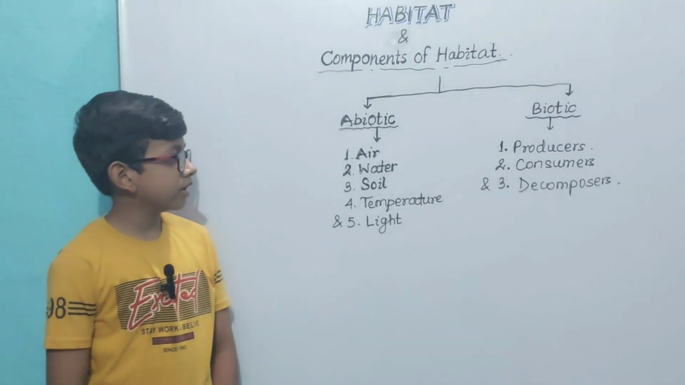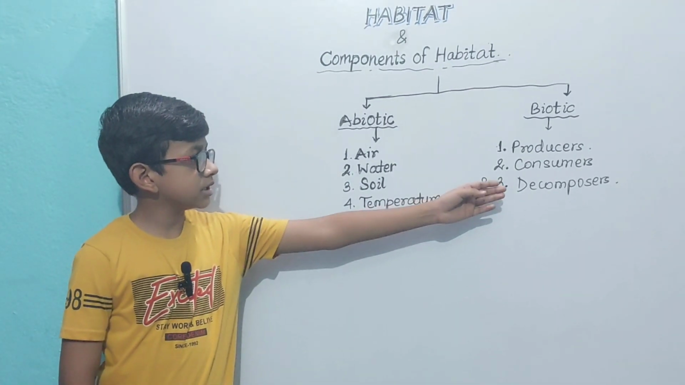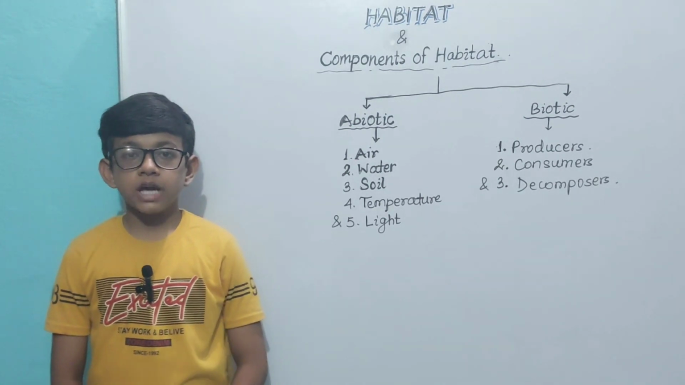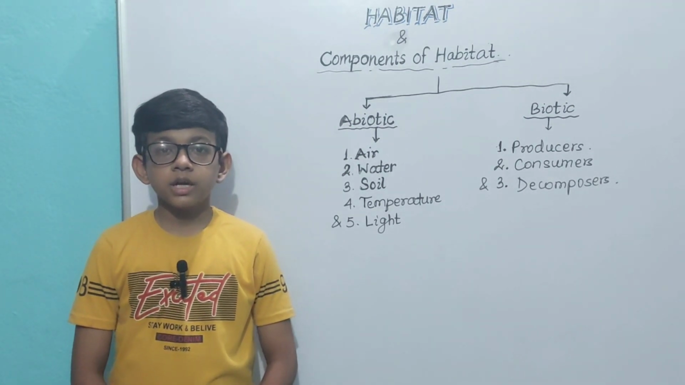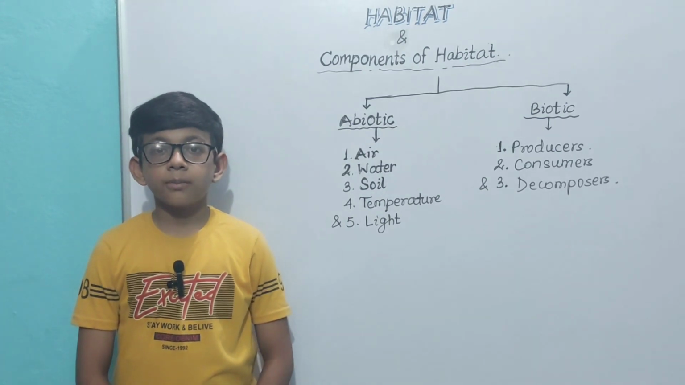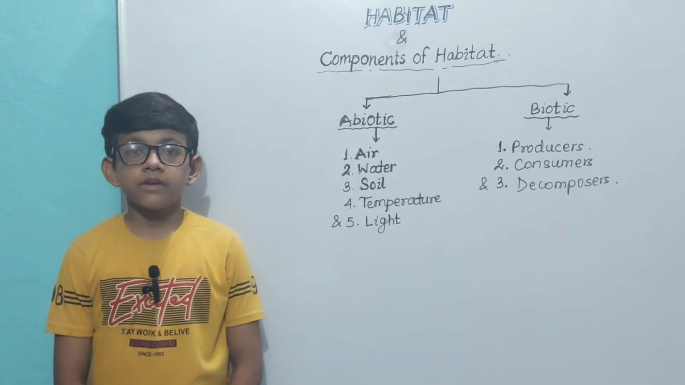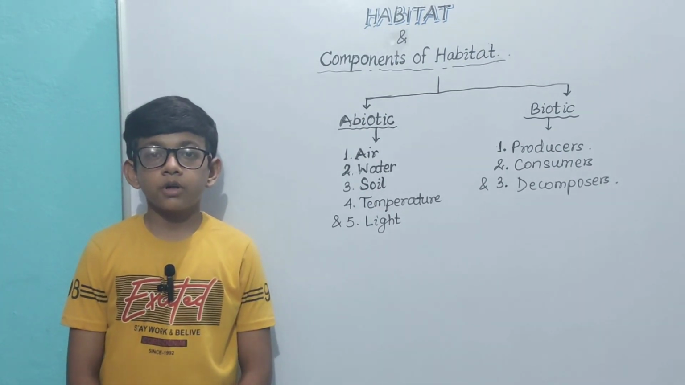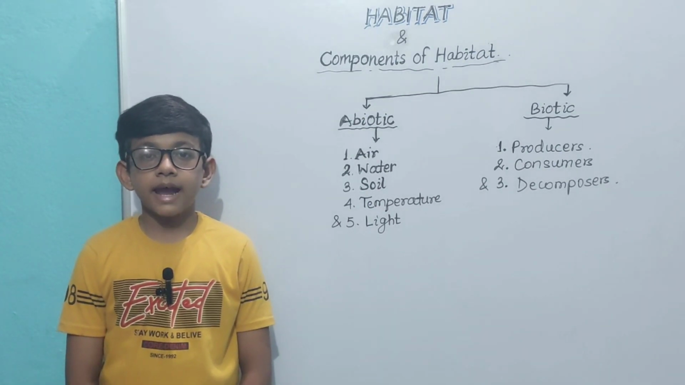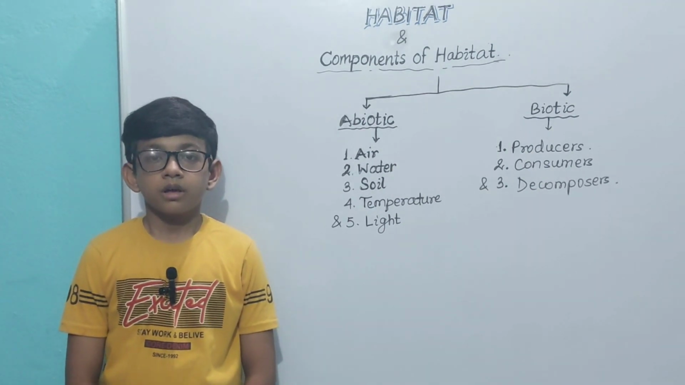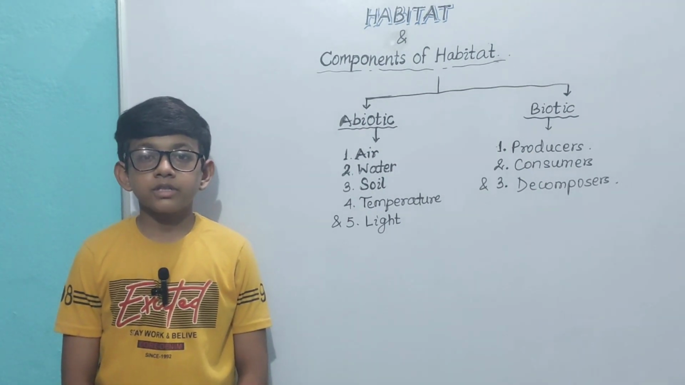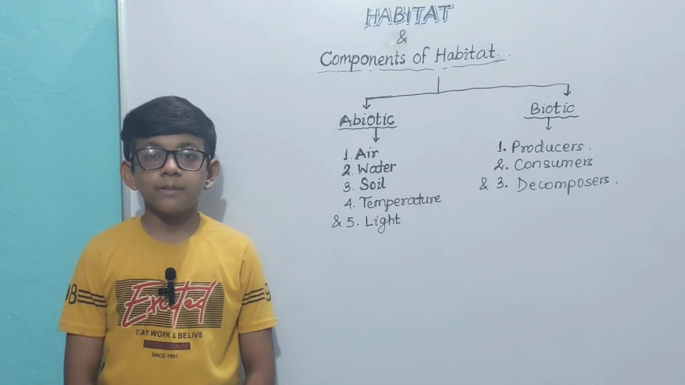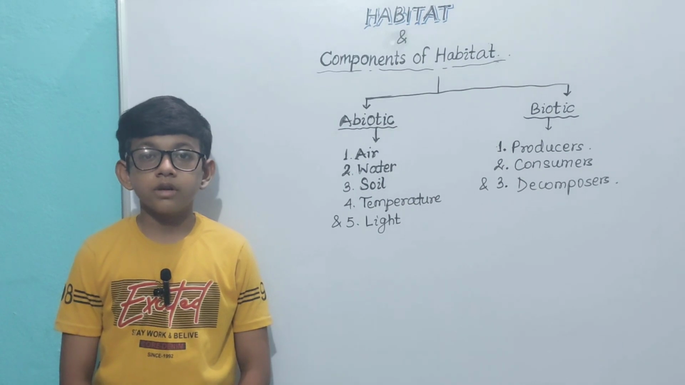Now let's move to our last biotic component, which is decomposers. Bacteria and most of the fungi are known as decomposers because they can decompose dead and decaying matter. Scavengers also clean up our earth, but they are not called decomposers because they can't decompose dead and decaying matter. Decomposers and scavengers are jointly called nature's cleaners because without them our earth would be a heap of dead and decaying matter.